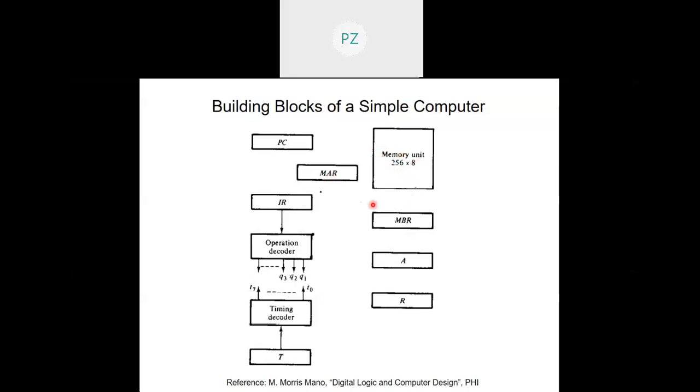This is the memory address register. This is the memory buffer register that we already know of. This will supply the address to this memory, and this will either take data out of the memory or will supply data into the memory, right?